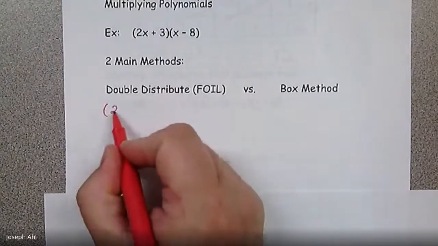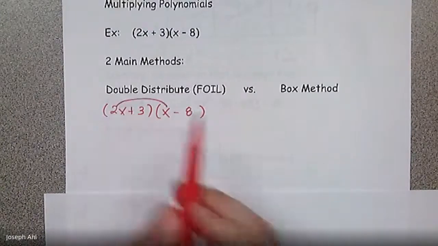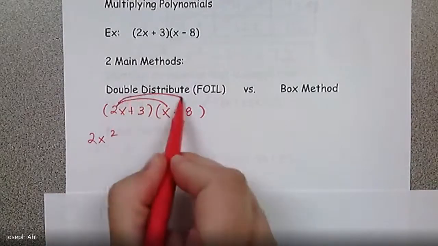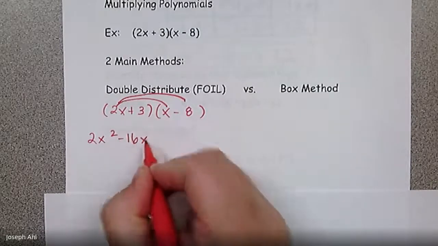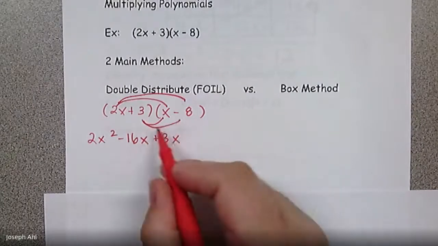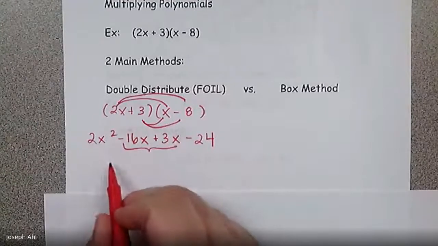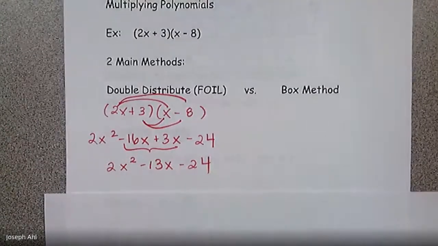So what that would mean is if I recopy the example, you would do a double distribution where you do the first products there, and 2x times x is 2x squared. Then you would do the outside product. That's going to be a total of negative 16x. The inside product plus 3x. And then the last terms multiply would be minus 24. So that's what FOIL looks like. Maybe you're used to this process, the double distribution there. So then if you combine like terms in the middle, we get 2x squared minus 13x minus 24.